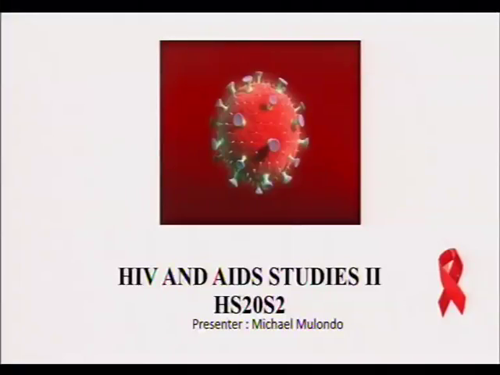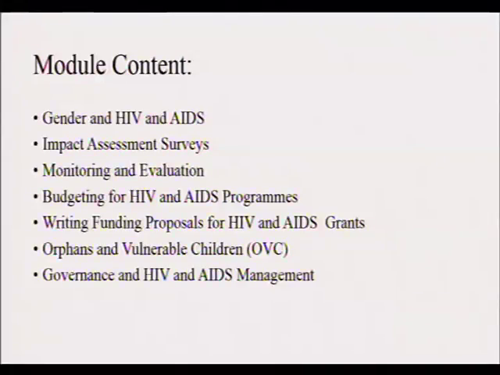I'm going to present on HIV/AIDS Studies 2. My name is Michael Mlondo, and the code is HS20S2. We are going to look at the aspects of gender, HIV/AIDS, and then also at the impact assessment survey.